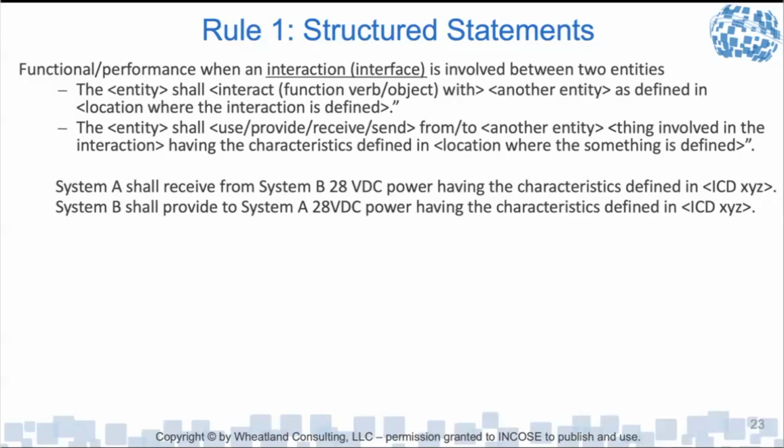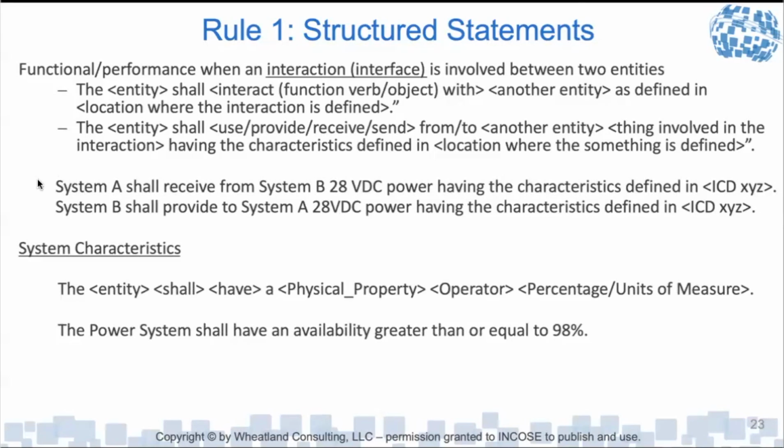The example I have here is systems A and B interacting with each other. That's one thing that's important for you: to identify all your interactions with other subsystems and make sure that if you have a requirement that you're interacting with another subsystem, they have a requirement that they're interacting with you as well. And then you want a common location where you've agreed to that interaction. That's the purpose of an ICD: to have a common definition of how you're going to interact with each other.